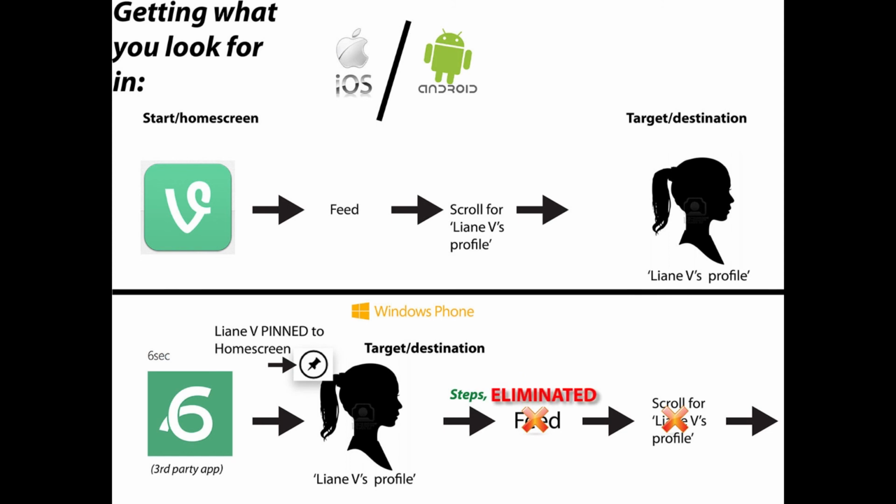So I want to get to a profile on Vine. I have to open the Vine app, I have to go to my feed, see if they uploaded something, go to their profile, and then there are all their vids. All these steps are eliminated and non-existent in Windows Phone 8, and that is just something it does really well.